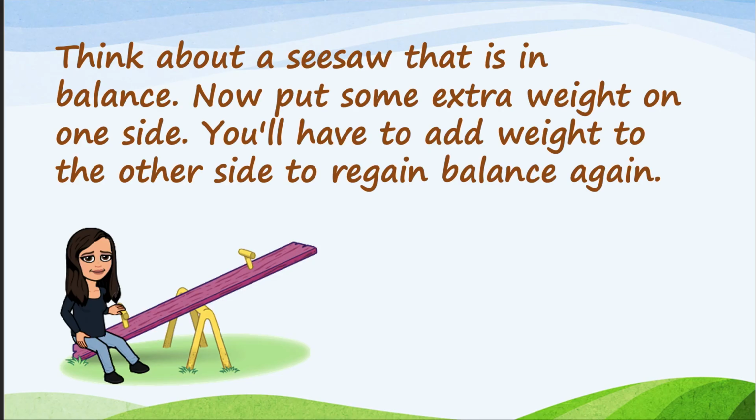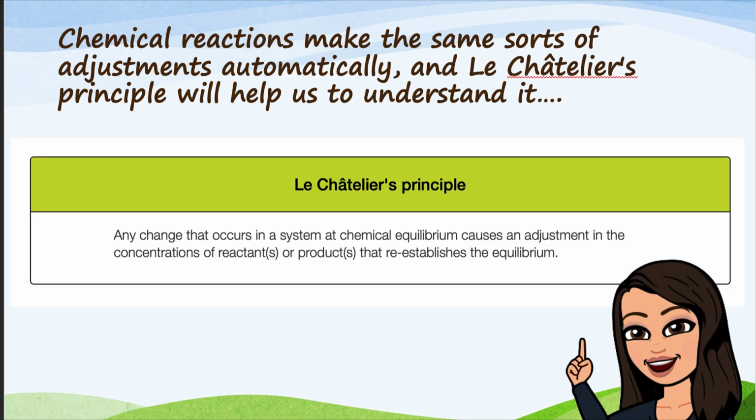An analogy we could think about is a seesaw that is in balance. If we were to put extra weight on one side, now you have to add weight to the other side to regain balance again. And that's how we talk about equilibrium shifts. Le Chatelier helps explain how that works. Chemical reactions make the same sort of adjustments automatically, and Le Chatelier's principle will help us understand that.